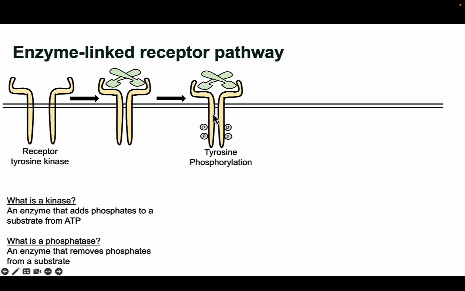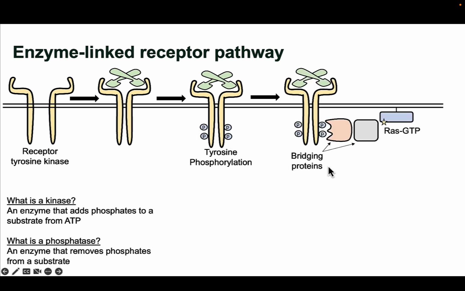When the receptor is dimerized, the signal is transduced because this turns on the kinase. And so it's able to phosphorylate itself. That's why it's called a receptor tyrosine kinase, because it phosphorylates its tyrosines. So in this next step, once these phosphates are on this receptor, it creates a docking site for bridging proteins. And those bridging proteins activate another G protein.